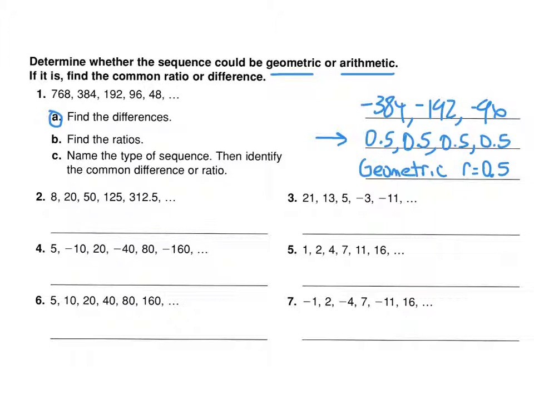For number 2 here, I started right out by checking the ratios, and every time I came up with 2.5. And so 20 divided by 8 is 2.5, 50 divided by 20 is 2.5, and so on. That means this thing is geometric. And my common ratio was 2.5.